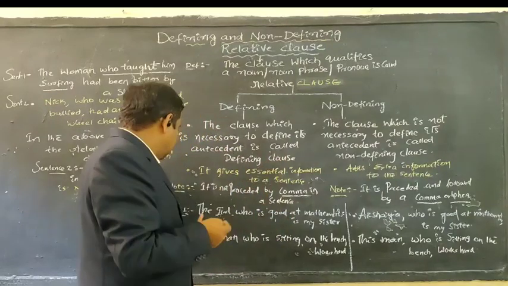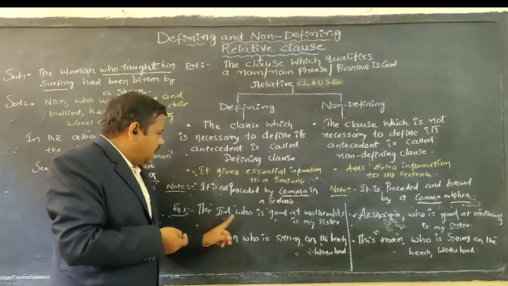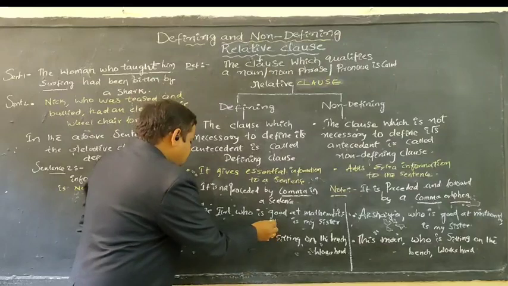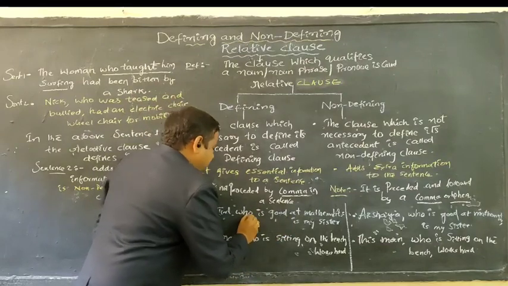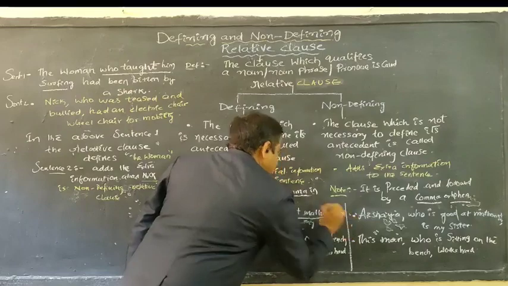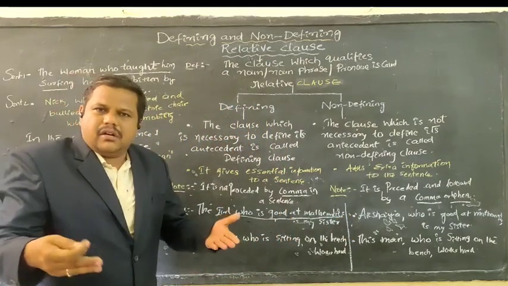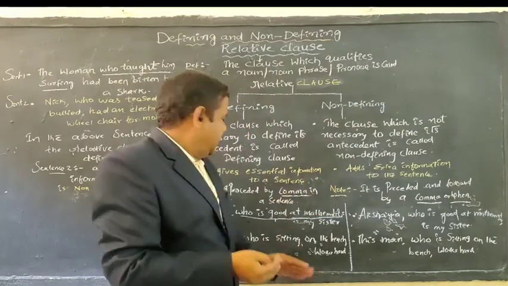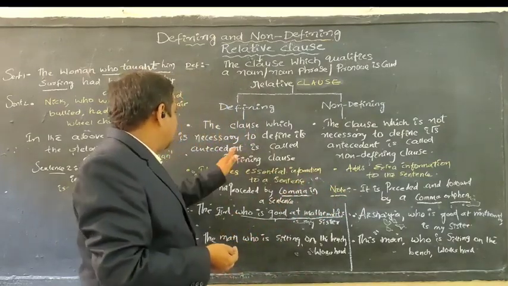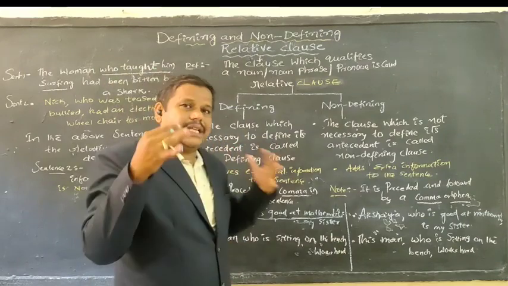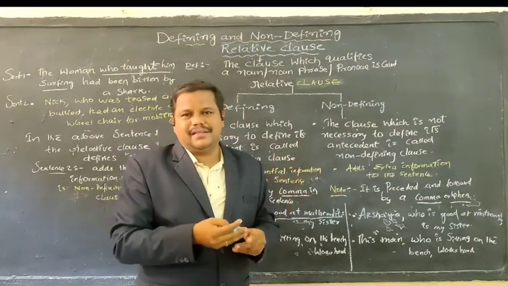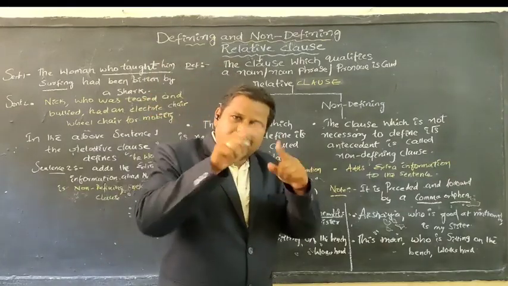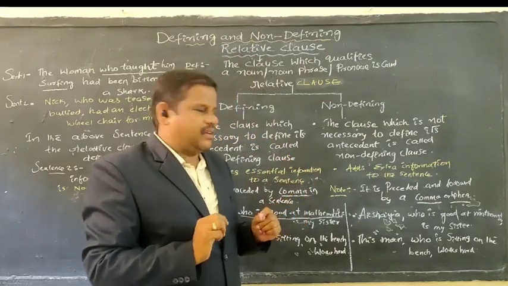Let me see example number 1: The girl who is good at mathematics is my sister. In this, who is good at mathematics is a particular clause. In this clause, we are not describing with a comma. And this particular phrase, the girl, is defining the antecedent. Such sentences come under defining relative clauses.